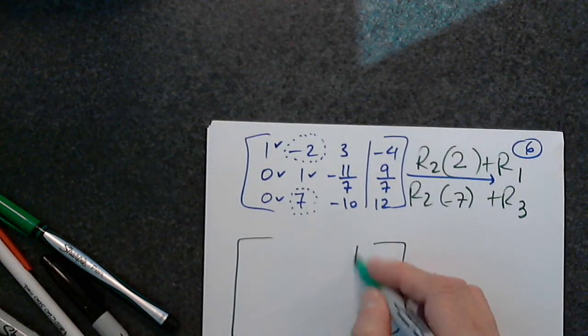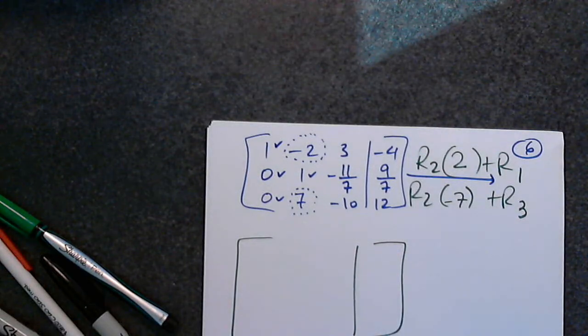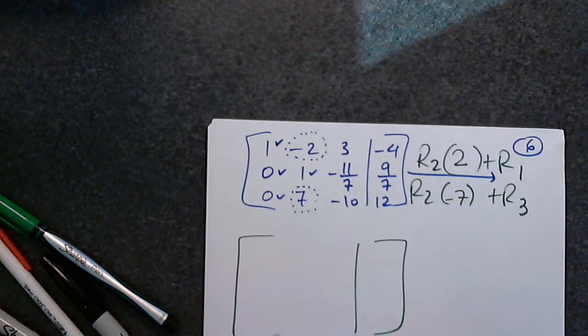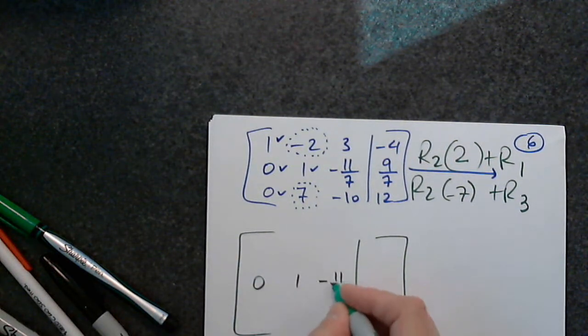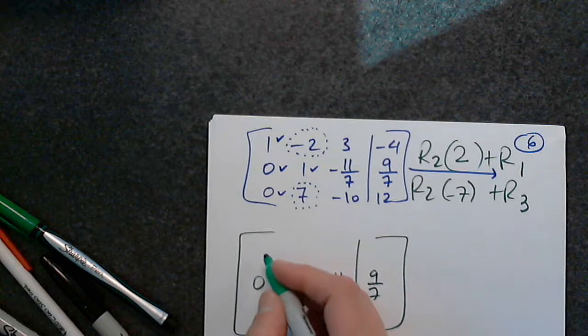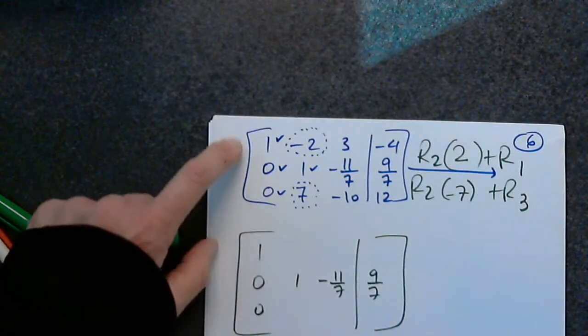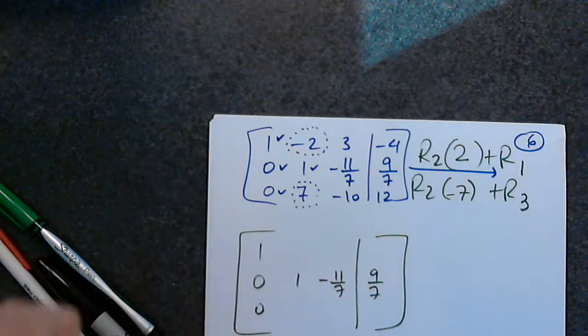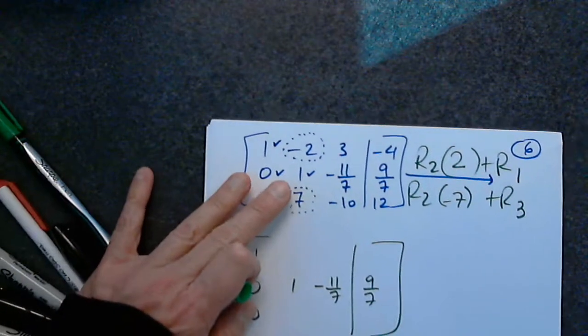Which row do I keep now intact because I'm using it? Exactly. So 0, 1, negative 11 seventh, 9 seventh. And remember, I cannot destroy the first column. That is now carved in stone. Okay, so let's do this together.